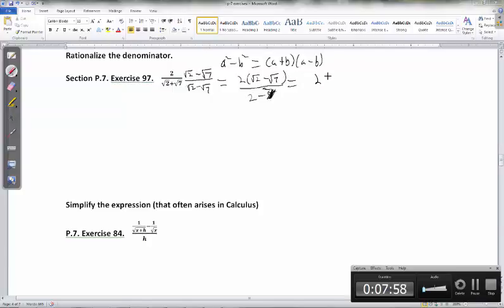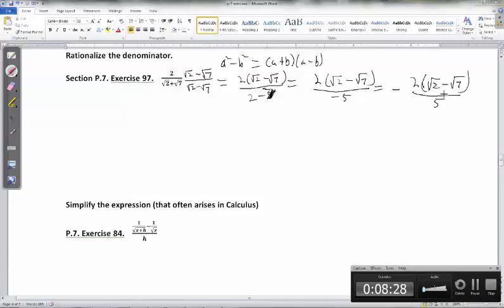And that's going to be 2 times square root 2 minus square root 7 over negative 5. That's probably fine for the answer, but usually I would take that negative and pull it out front, or put it up there with the 2. So negative 2 times square root 2 minus square root 7 over 5.